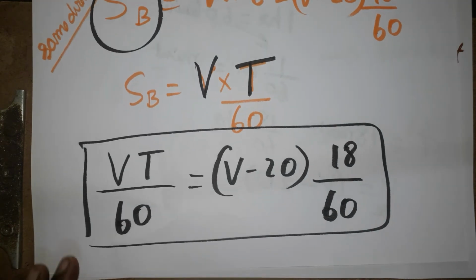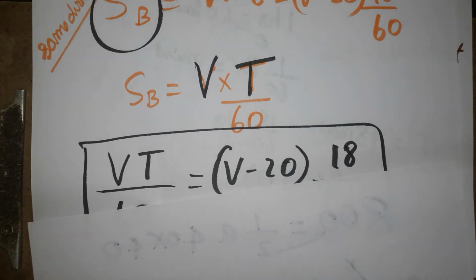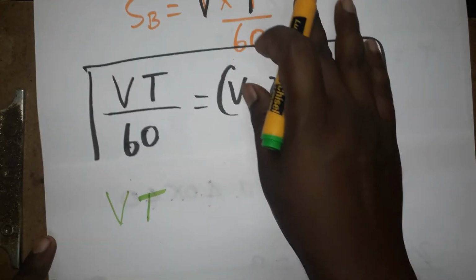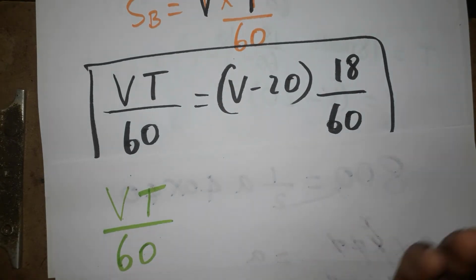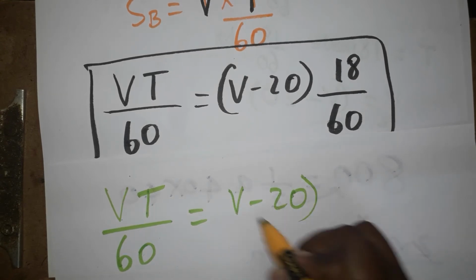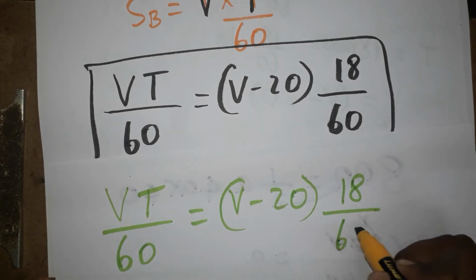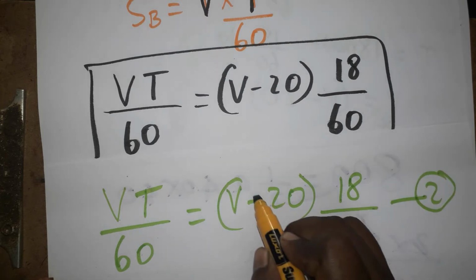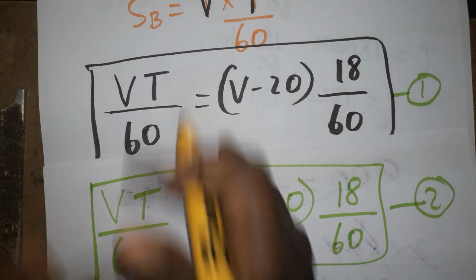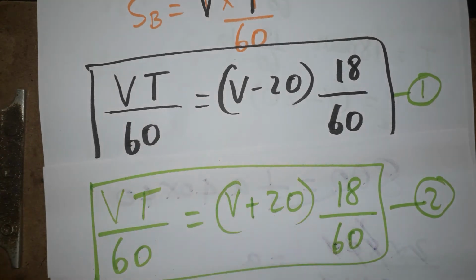Okay, same equation if you want for the opposite direction, when the car is moving in the opposite direction. What is the velocity when it's moving in the opposite direction? So for the opposite direction you should add: Vt divided by 60. 60 is for conversion from minutes to hours. Okay, (V plus 20) times 18 divided by 60. Equation 2, you have to take it as a plus. In equations 1 and 2, the left hand side is equal, both representing the displacement covered by the bus.